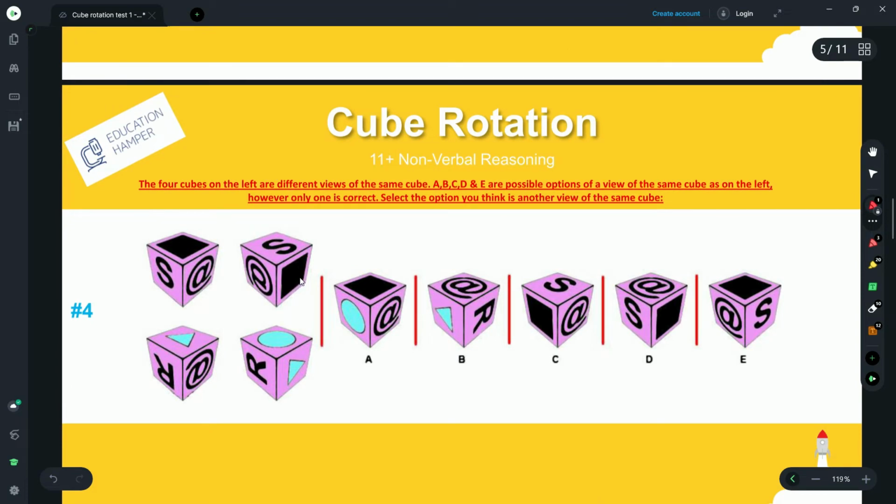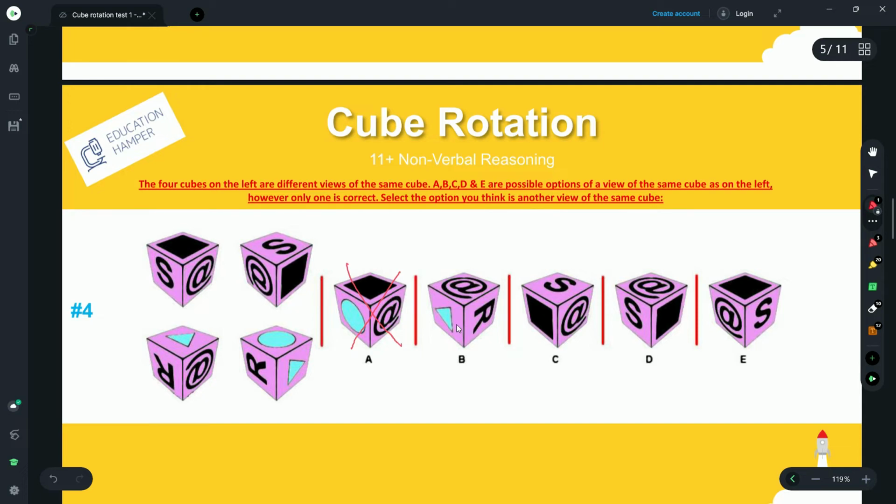Question 4. Let's work our way through this question here. So again, 4 examples to the left, and then we'll work our way through these options A to E on the right. Let's kick off with this A. We have the at sign, a circle, and a square. Do we see that anywhere here? No, we don't. So automatically we can remove that one.